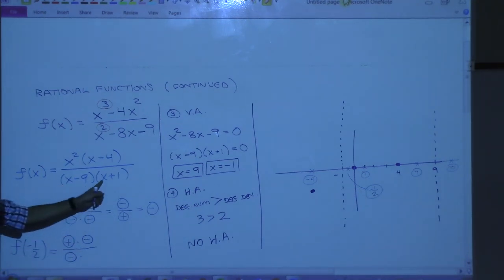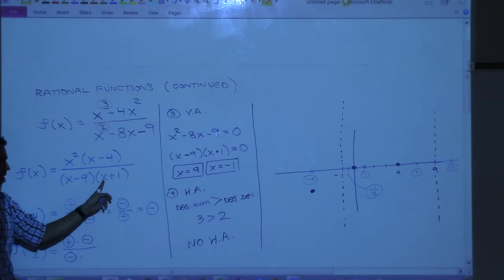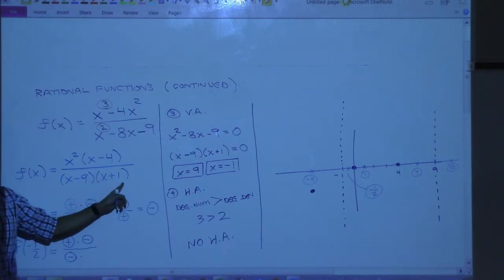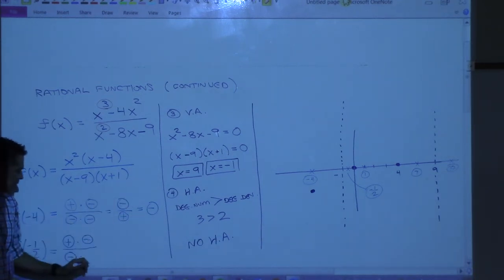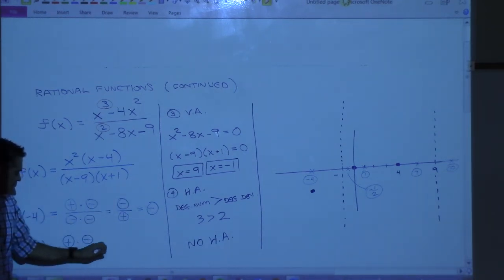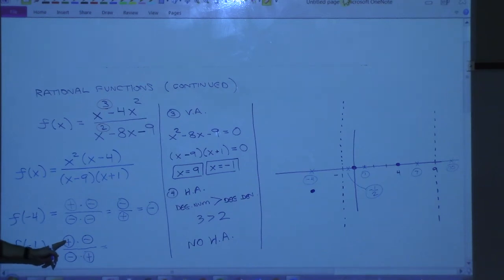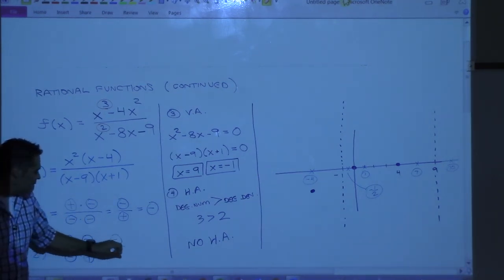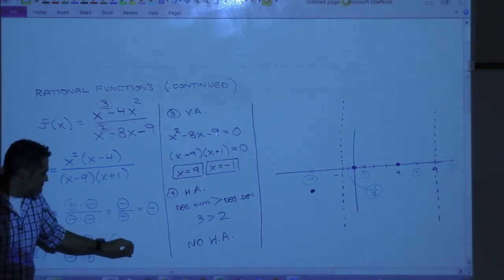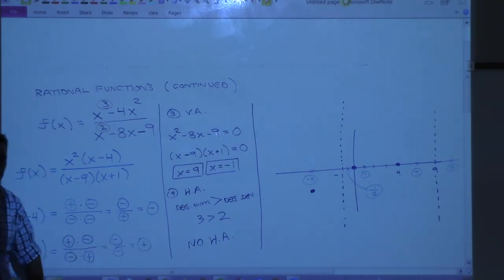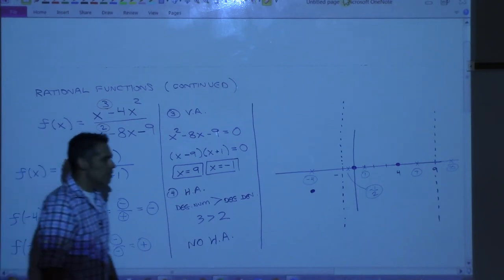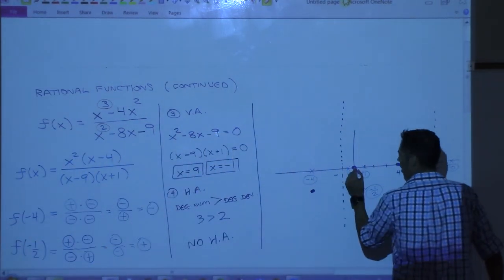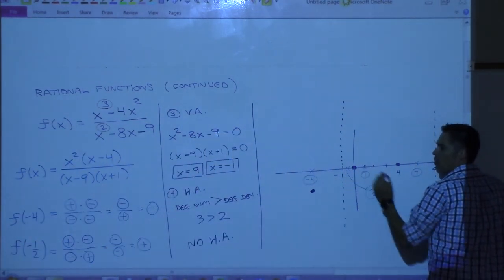And what about this last one? This one, just be careful here. -1/2 plus 1. Positive. So my numerator turns out to be what? Negative, and the denominator is also negative. Negative divided by negative is positive, right? So that means over here at -1/2, I'm going to put a dot anywhere I want above, right?